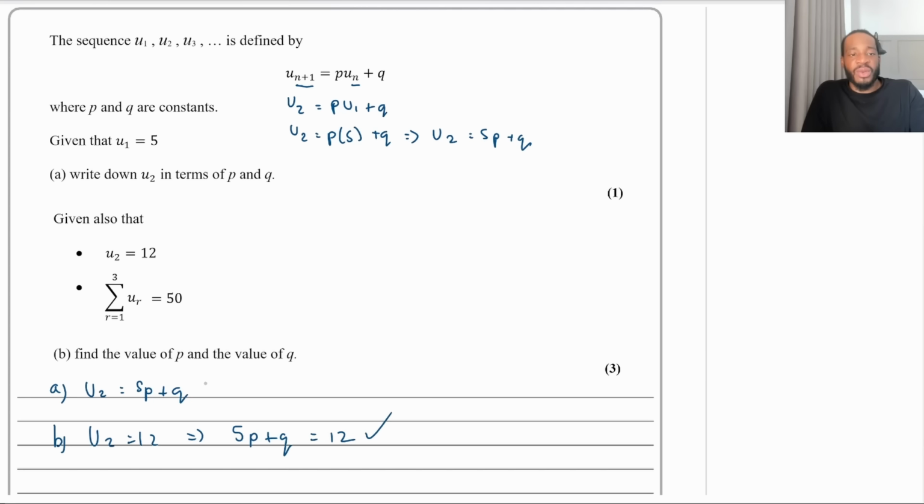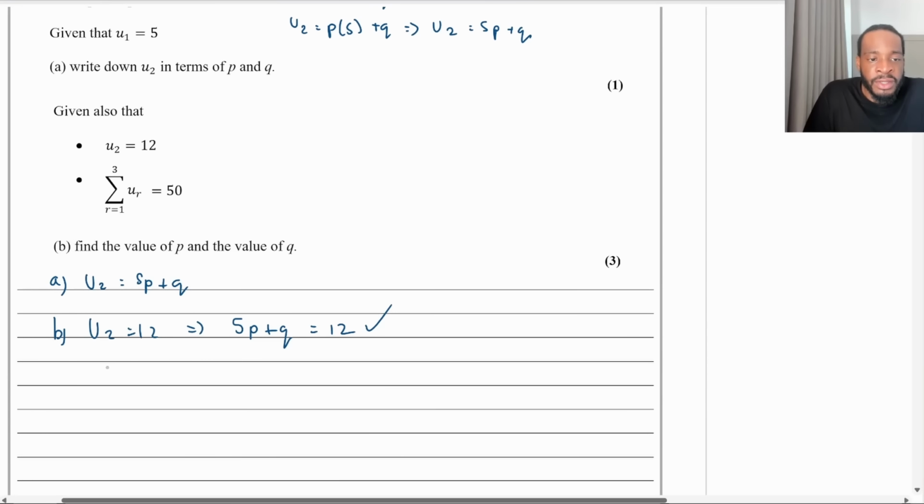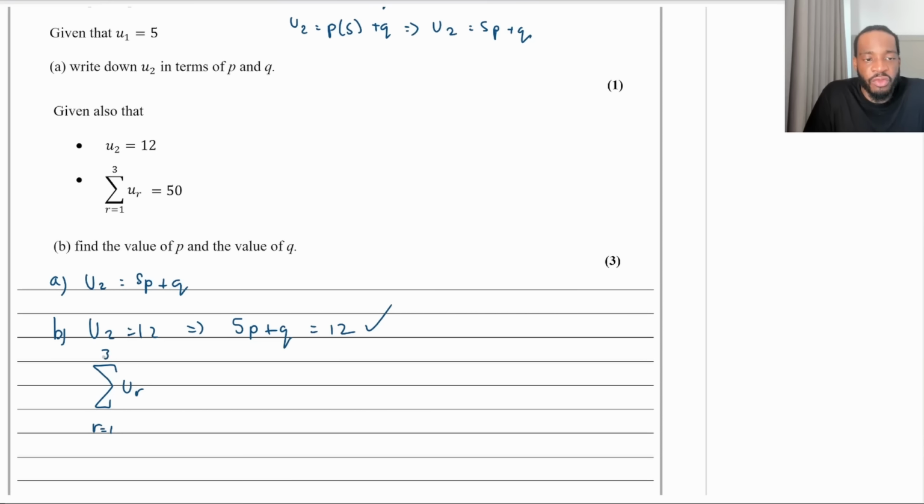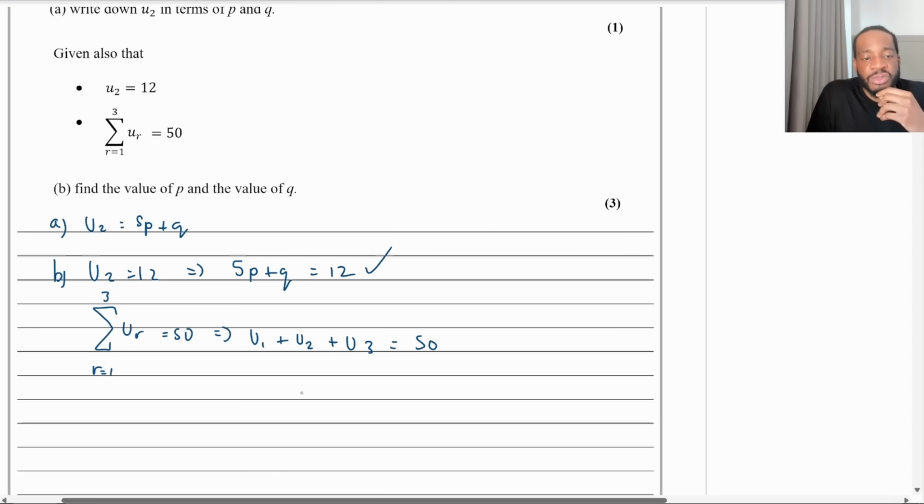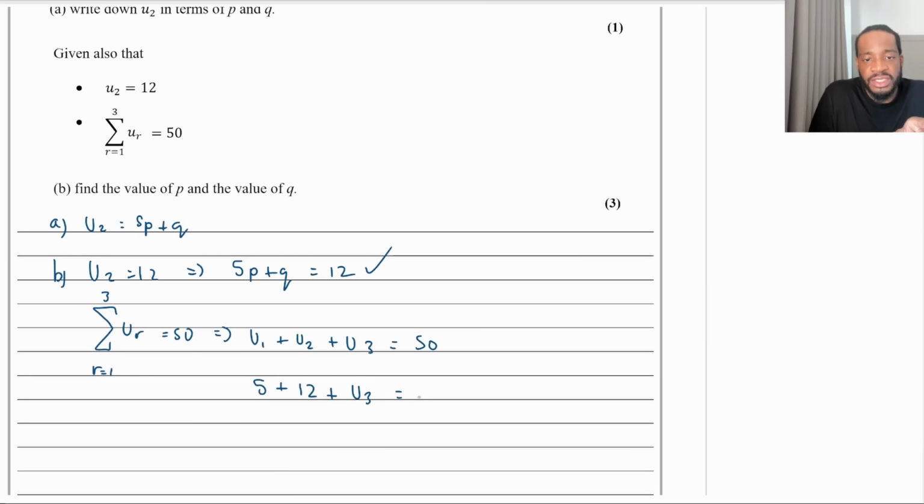And then I need a second one. I can do that from the second bullet point. So remember sigma notation. What does this actually mean? We've got UR from R equals 1 to 3 is equal to 50. This means that if I sum the first three terms, U1 plus U2 plus U3, this is going to equal 50. And I can probably use this to figure out another equation in terms of P and Q. So what do I know? U1 is 5. U2, they gave us that, is 12. So I can put that there. And then plus U3 is equal to 50.